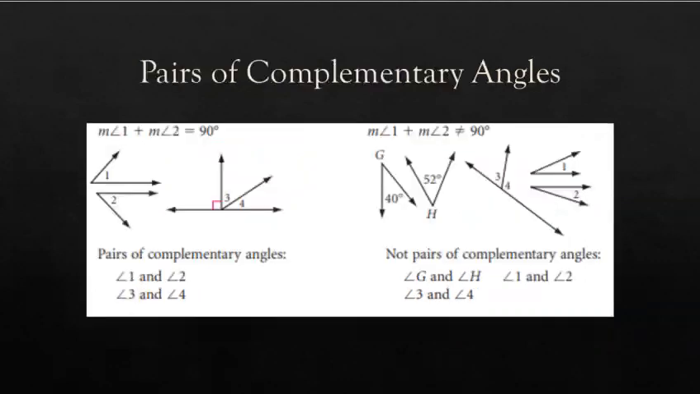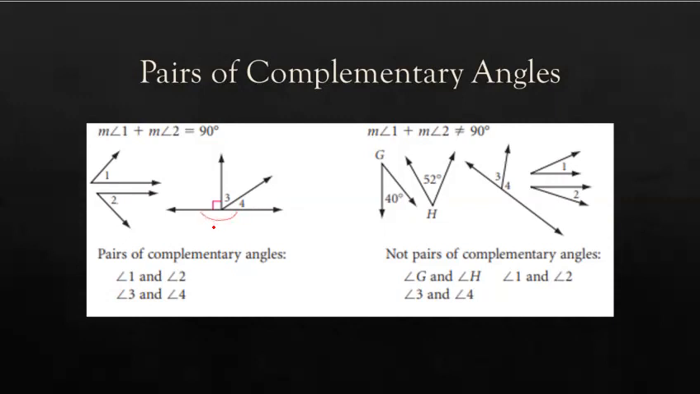Pairs of complementary angles. Oh, right here it says the measure of angle 1 plus the measure of angle 2 equals 90 degrees. So complementary angles include 1 and 2 and 3 and 4. What do you think 3 and 4 add up to? Hopefully things that you are noticing.